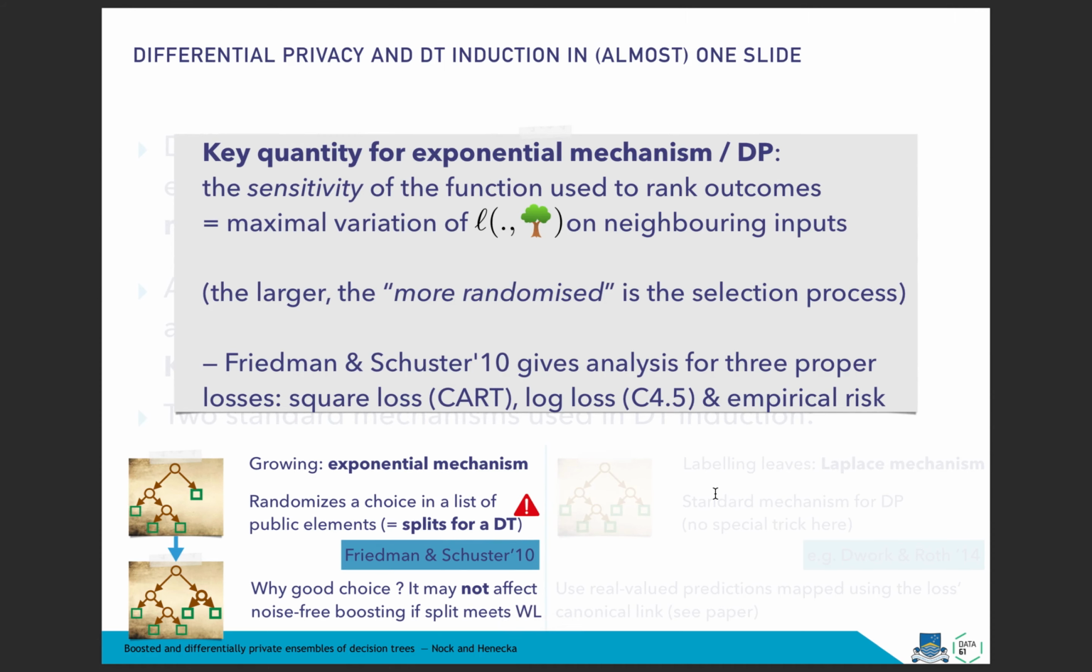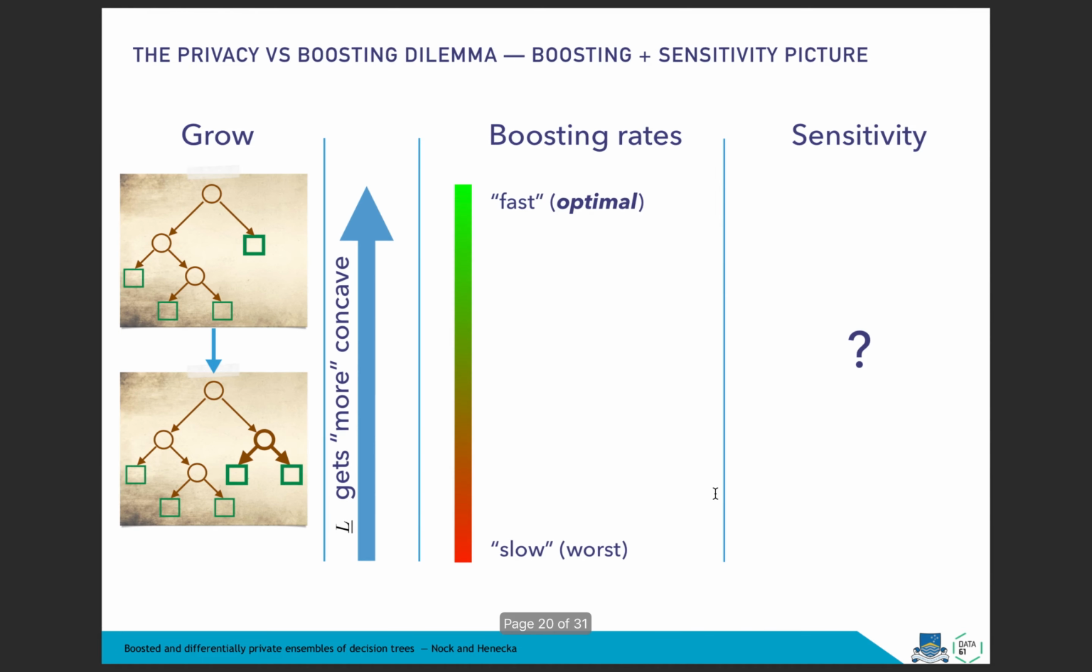There's a key quantity for the exponential mechanism in differential privacy, which is that the sensitivity of the function used to rank outcomes gives us the amount of noise. This is the maximal variation of the loss, in our case, on neighboring inputs, so neighboring datasets. The larger the sensitivity, the more randomized the selection process is going to be. In Friedman and Schuster's paper, they give the analysis for three different proper losses: the square loss, so for CART, the log loss, so for C4.5, and the empirical risk as well.